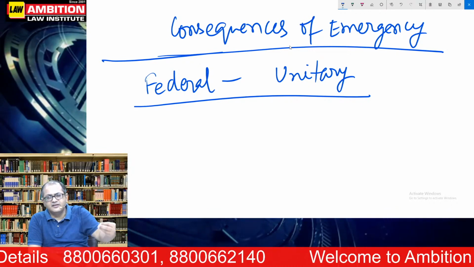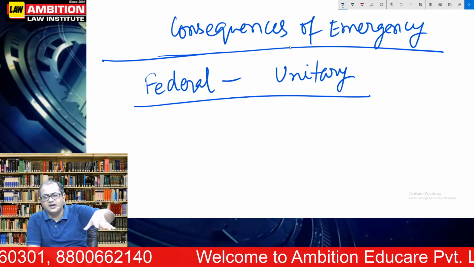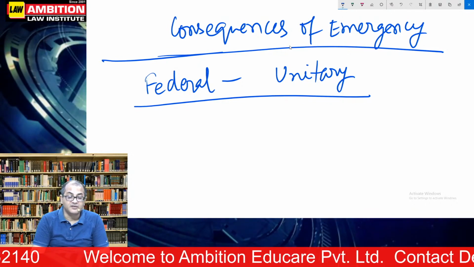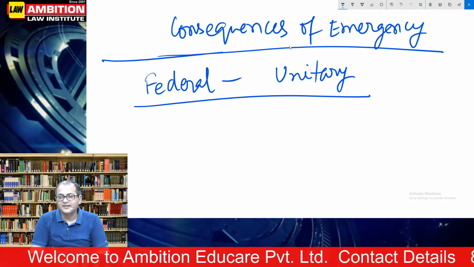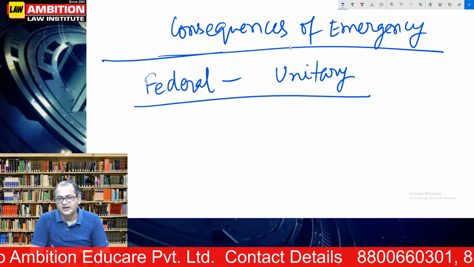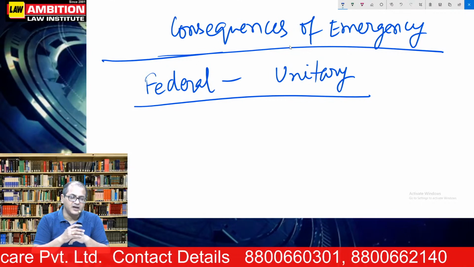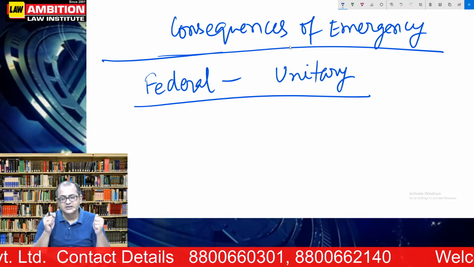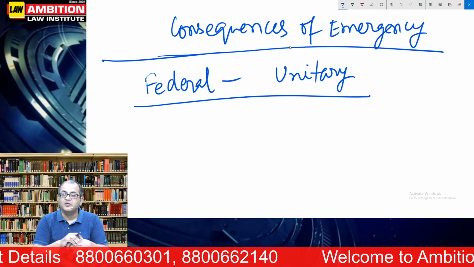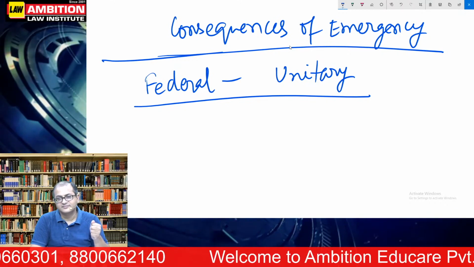Basically, state subjects become concurrent subjects in that sense. And center can make law in state subjects also. So that is how it becomes unitary in that sense. Now there is not much the state can do against the wish and will of center, and this is necessary because if we fight war, if we fight against some enemy, we need united concerted action from us, and this united concerted action will be possible if I am in control and command of the situation.